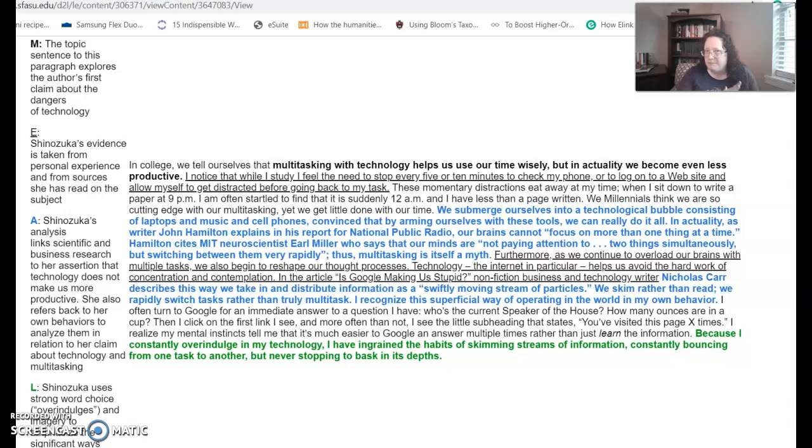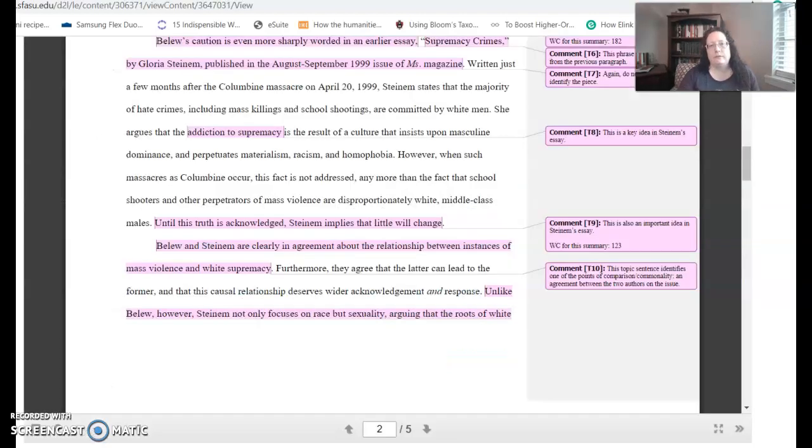So that's the M.E.A.L plan really quickly explained, and I'm going to show you very quickly again how we can see it at work in one of the sample comparative article analysis essays that we have in that module. So let's go take a look at that next. Okay, so I've opened up the essay that is a comparative analysis of the two articles on white supremacy and violence, the essays by Gloria Steinem and Kathleen Belew.